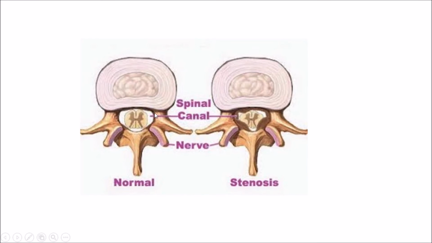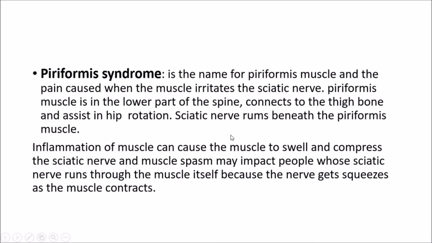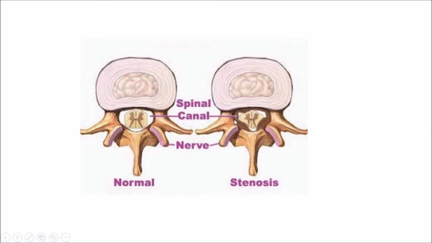Right, this is a spinal stenosis where this space is more broad, but when there is a disc bulge, or there is a spur, a tumor, or anything else, it compresses your nerve. So this is a stenosis, when there is a narrowing of the canal.